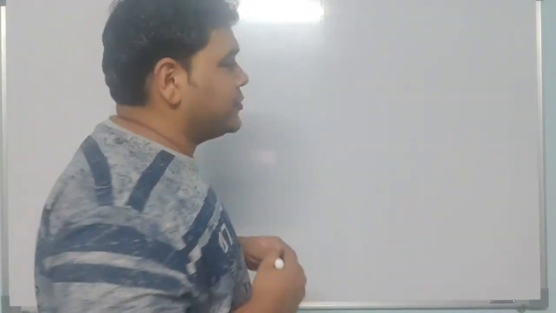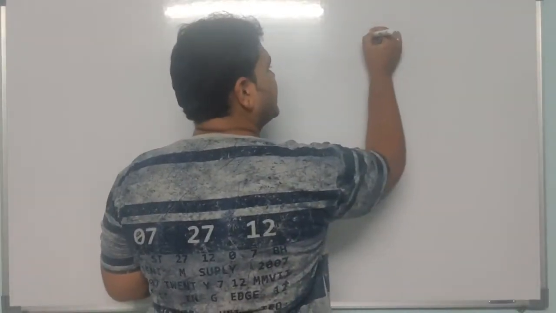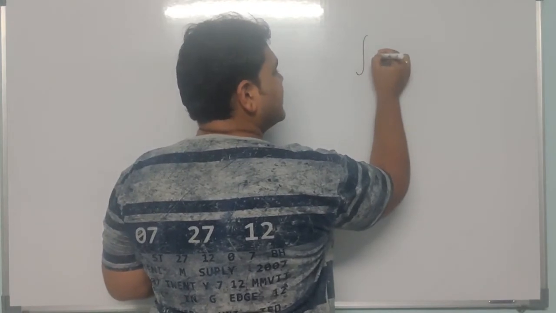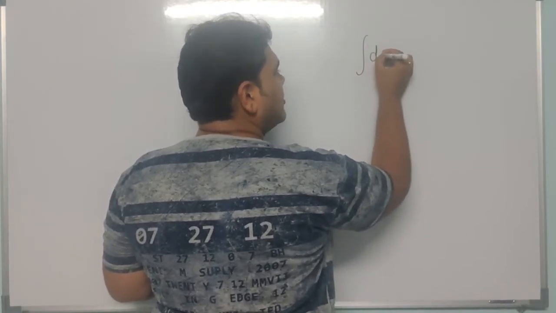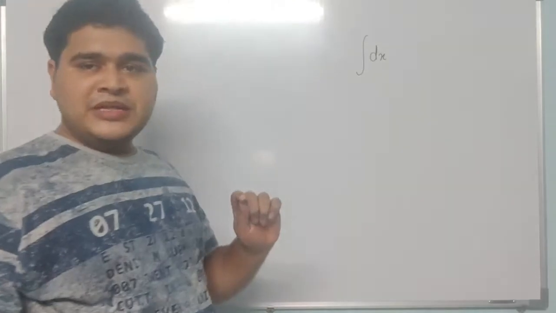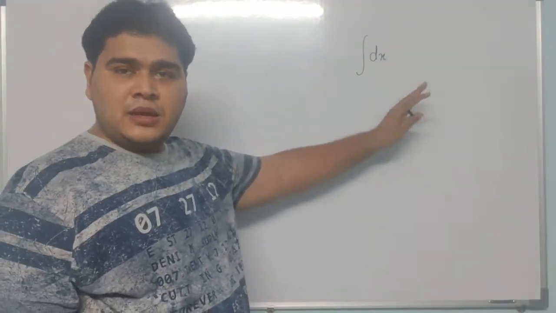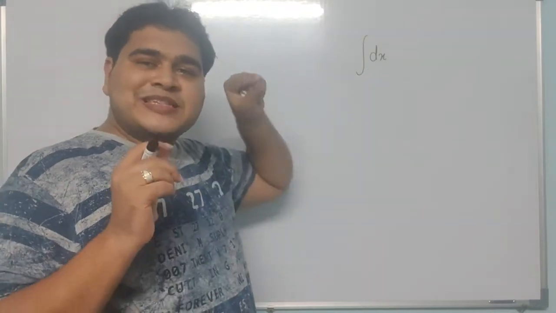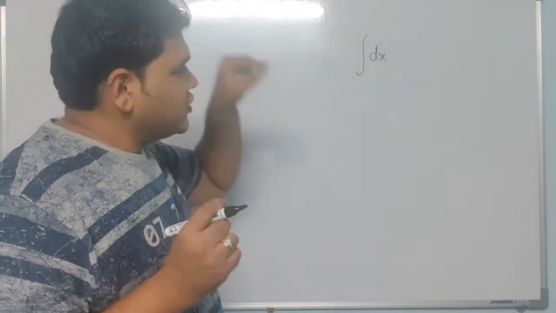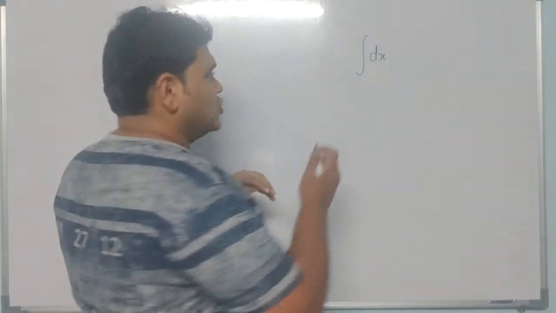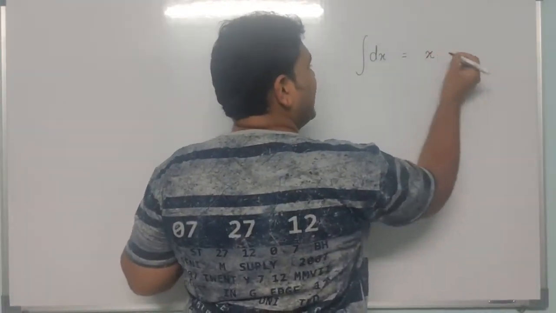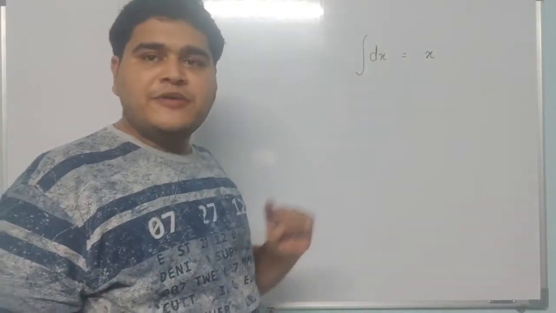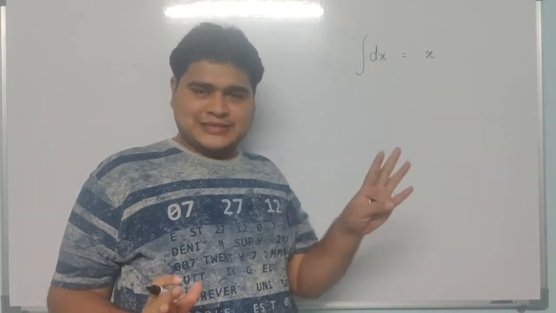So let's go ahead with the properties. The first thing is the derivative of dx, which means you don't have anything apart from the dx, which means it's basically 1, you can call it. Okay, so integration 1 dx goes as x. So the formula for integration of dx is x.